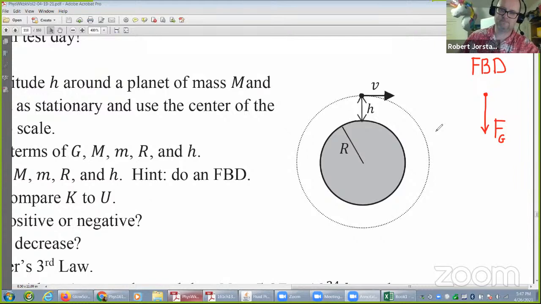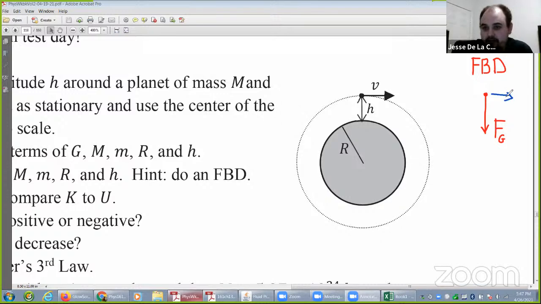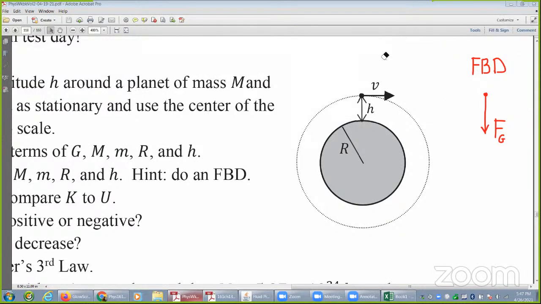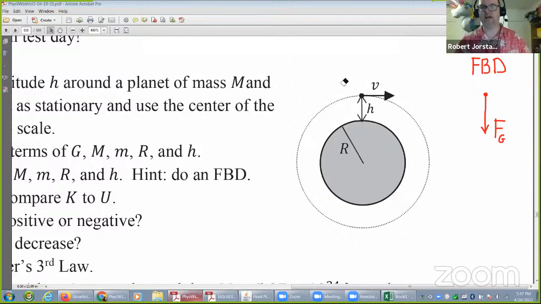Force to the right. What force is to the right? Velocity. Is velocity a force? No. So I'm not going to draw that. Are you going to say the fictitious force again or no? Nope. This is it. Nice job.